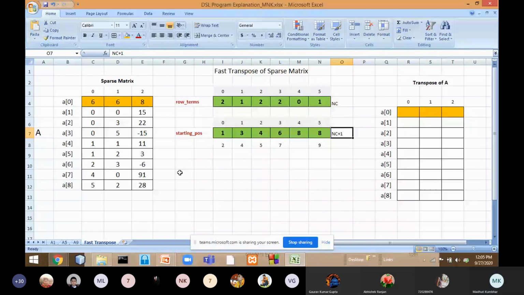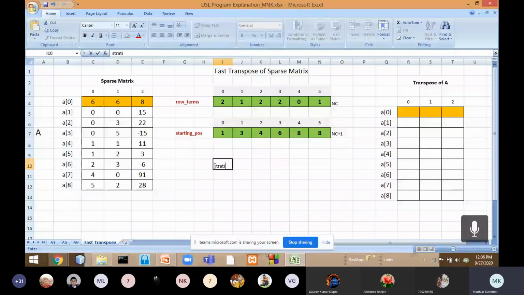Now see, don't get confused. We will compute the starting position array. What is the size of this? The size is similar to your row terms. Now in this you have to consider one basic thing: the 0th value will always be 1 here. By default the value will be 1. Clear? So we will put the value 1 here, as the starting value for the 0th, and we will compute the next. What will be the next value?